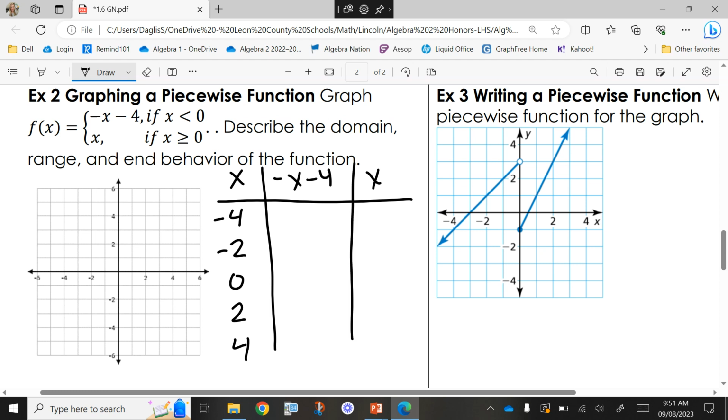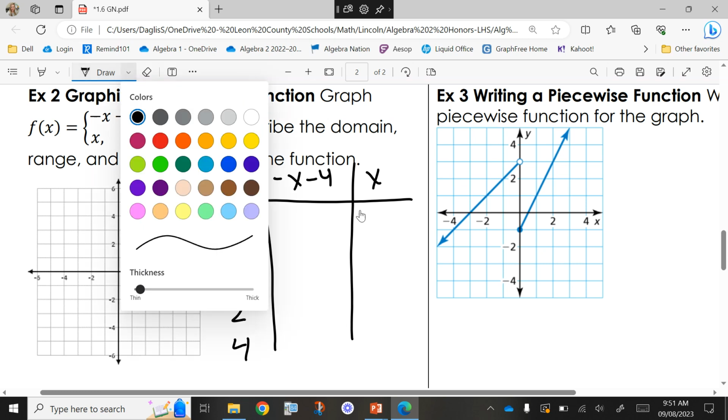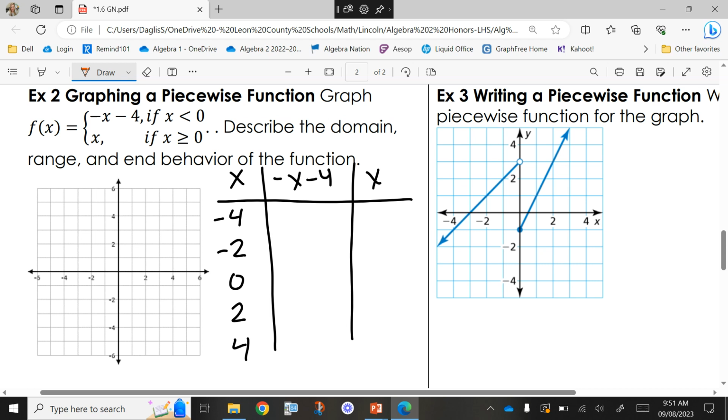Now, when I make my table, I'm only going to plug in my value for the function that it works for. So when I plug in an x value of -4, which function am I going to plug that into? The top one, right? Because -4 is less than 0. So let's plug that in. -(-4) minus 4. What's -(-4)? +4. What's 4 minus 4? 0.